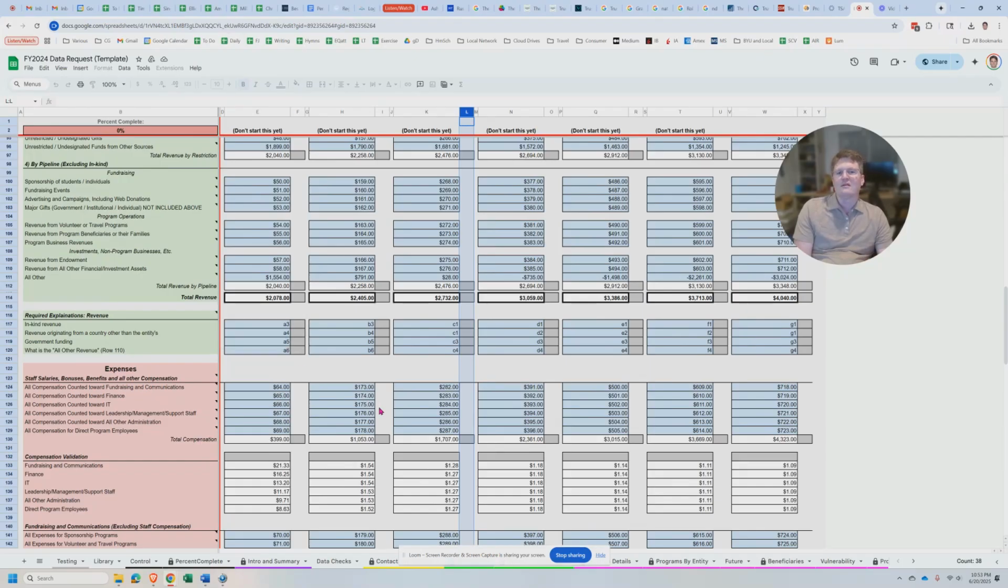And we would fill this tab out for you if we felt like we could, but that's generally not possible. And so we appreciate you working with us to get this information as correct as possible.